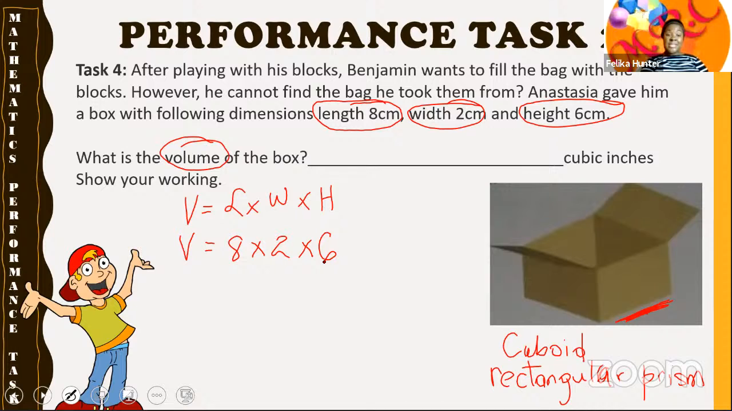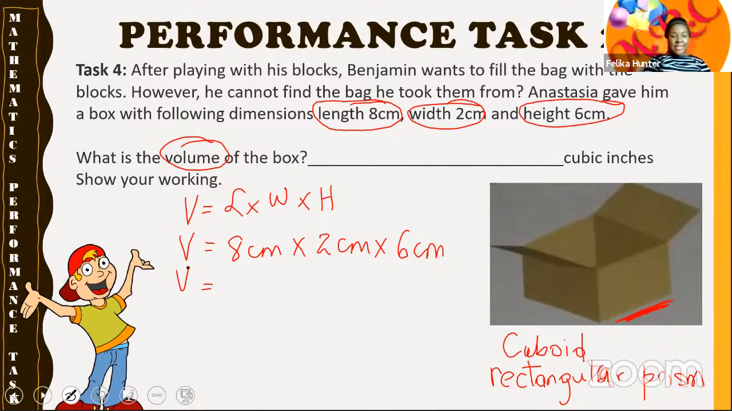So it's 8 centimeters times 2 centimeters times 6 centimeters, as Shanive said. So I put in my units. All right, well done, Shanive. So who can go ahead and tell me the final answer for that? 8 times 2 times 6. 96 centimeters. All right. Thank you.